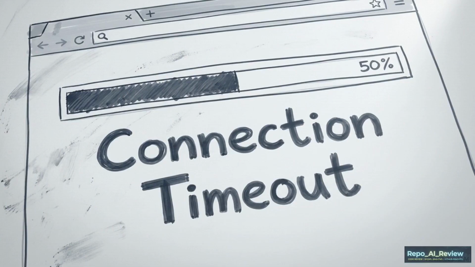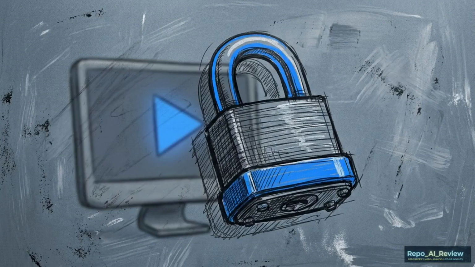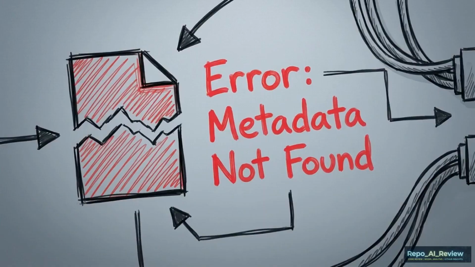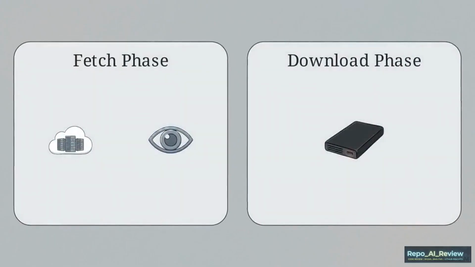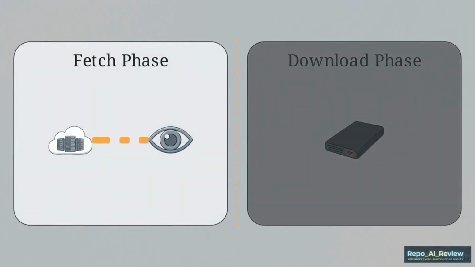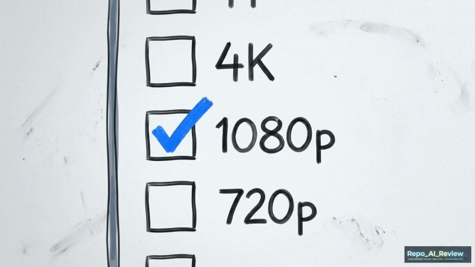However, this initial fetching process does have its limits. If the video is set to private or locked behind strict platform paywalls, the parser won't be able to retrieve the metadata, and the fetch will fail. Isolating the fetch phase from the download phase allows Reclip to read the source data first, giving you the necessary options to customize exactly what you extract to your drive.